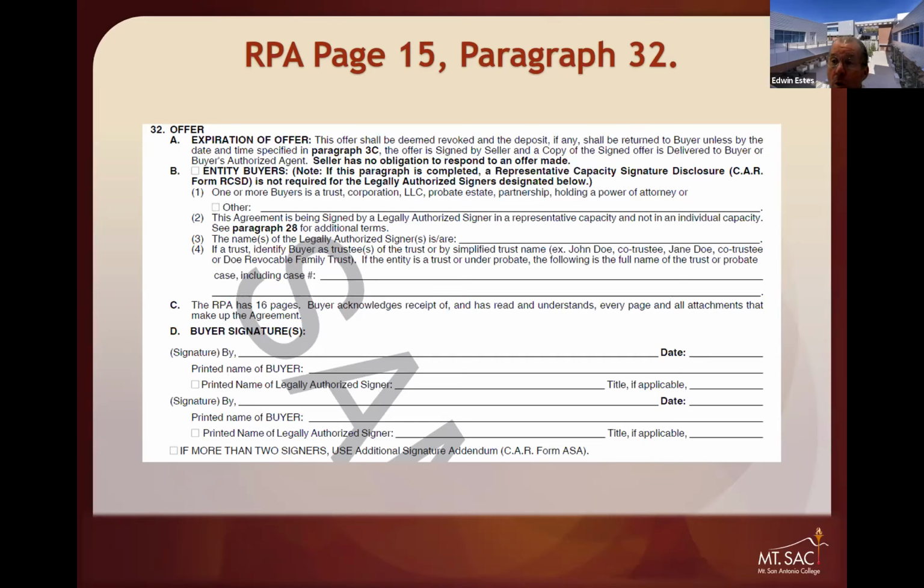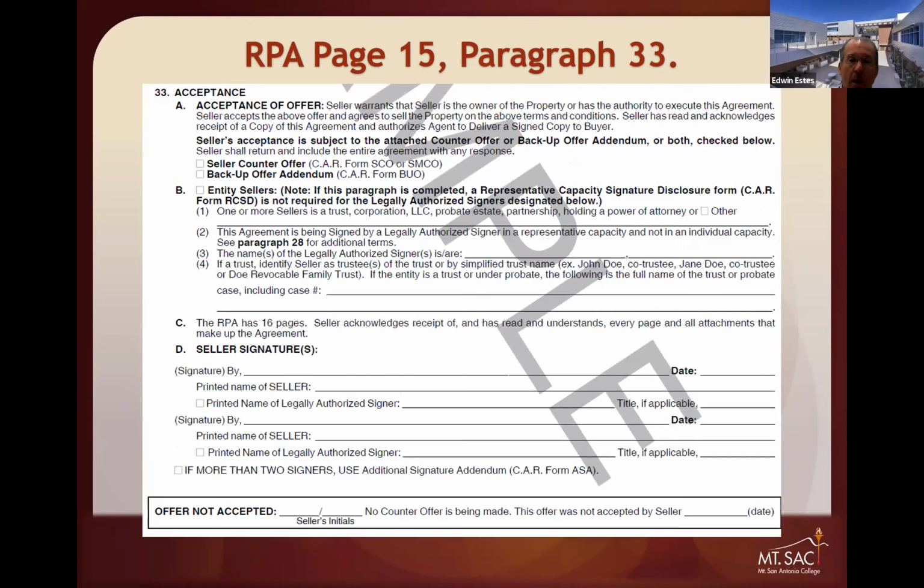If you have more than 2 signatures, you can always use the additional signature addendum. Just like if you have more than 2 entities, it's the Mount SAC LLC, the Chaffey College LLC, and the Citrus College LLC. Well, then we would have to use a representative capacity signature addendum because we have more entities. We don't have enough lines here, okay? But hopefully this will take care of everything. All right. If the offer is not accepted, it's always nice to have the seller initial.